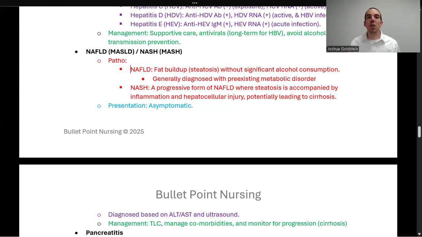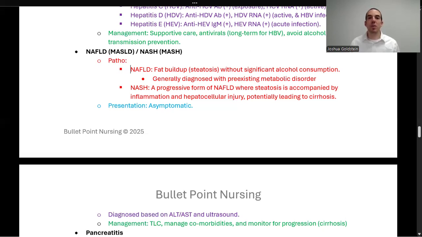MASH is, instead of non-alcoholic, it's metabolic associated. So that's really the only difference between NAF and the MAS and the NA and the MA. Anyways, hopefully I didn't confuse you there. NAFLD is what I'm going to talk about really for right now. NAFLD is a fat buildup, steatosis, without significant alcohol consumption.